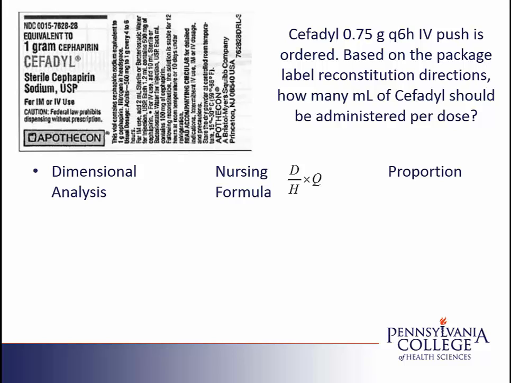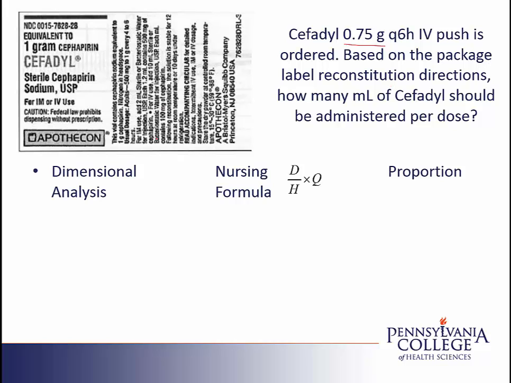To use any of those methods, we need to know what's ordered, which we clearly see in the problem as 0.75 grams. And we need to know the strength of the med. So we're going to look at the label that's given. We see the 1 gram, but that is not per any volume, so I can't use this information as the strength of the med. The prompt told me to look at the reconstitution directions, so I'm going to be looking at the fine print.